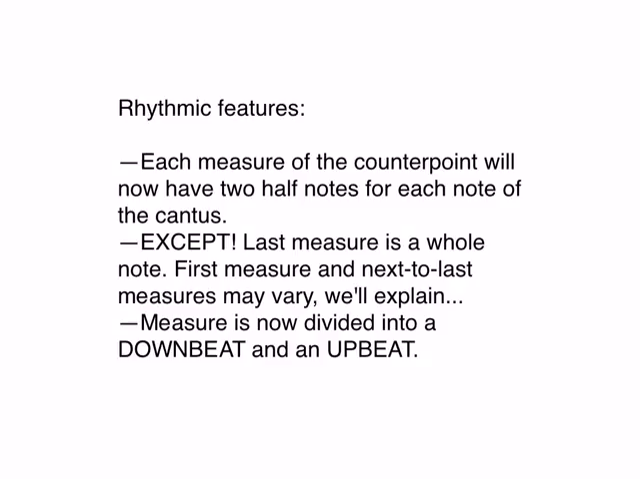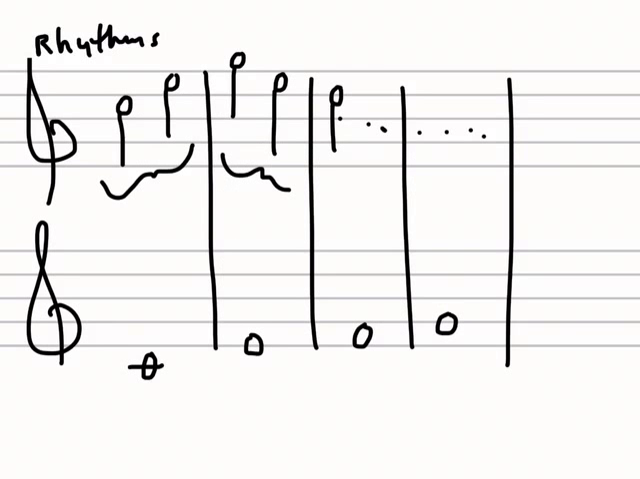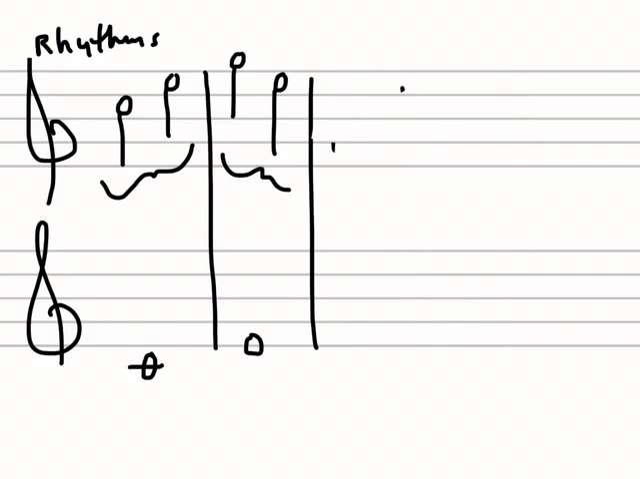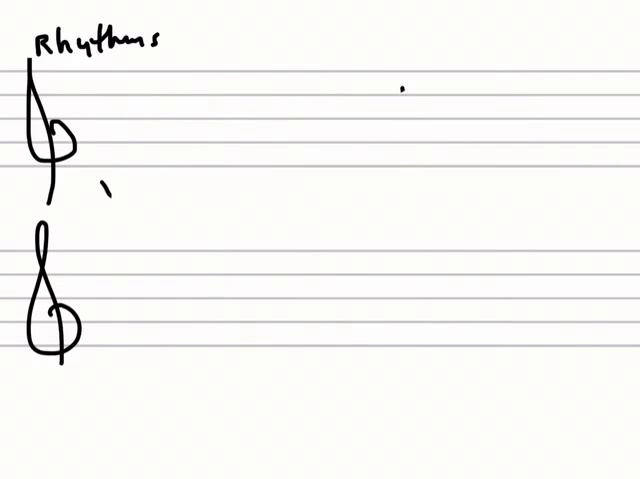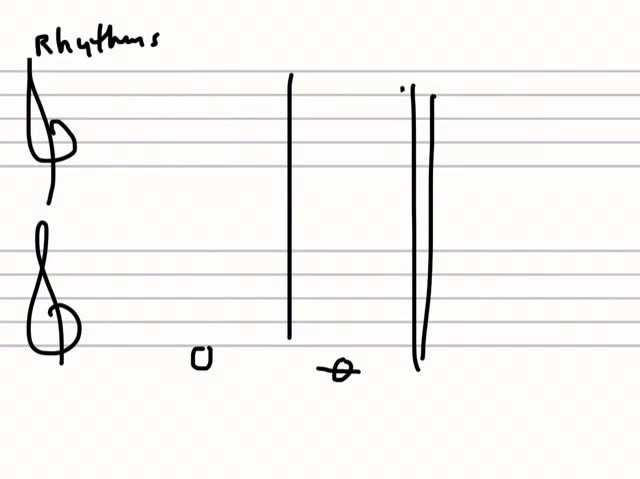There are exceptions. The last measure is going to be a whole note, and it will be on the tonic. So in this example, if we're at the very end of the line and we have the cantus going from re to do, then we're going to have do in the last measure as a whole note, not two half notes.